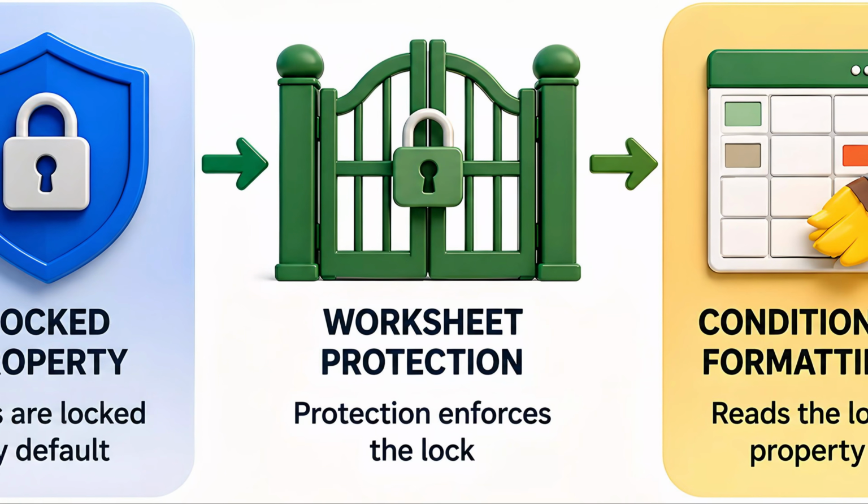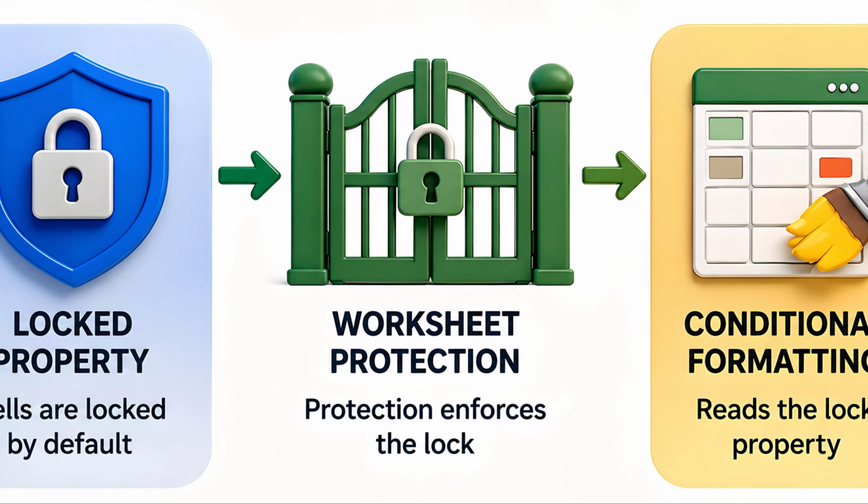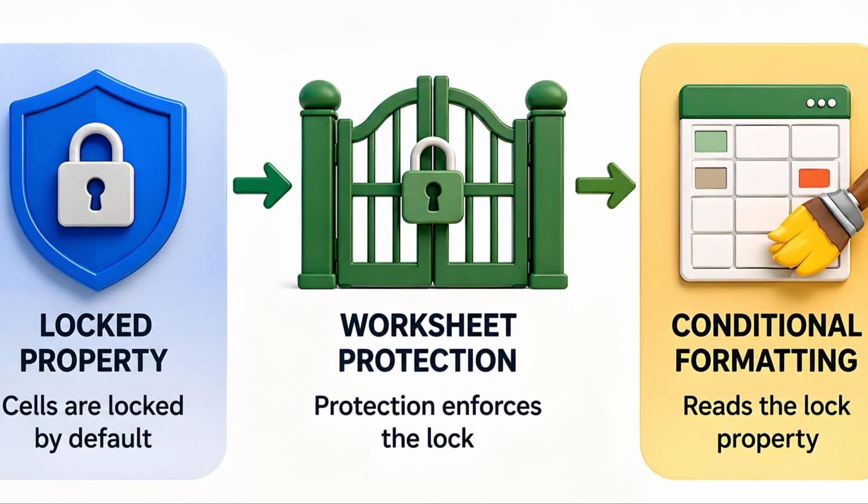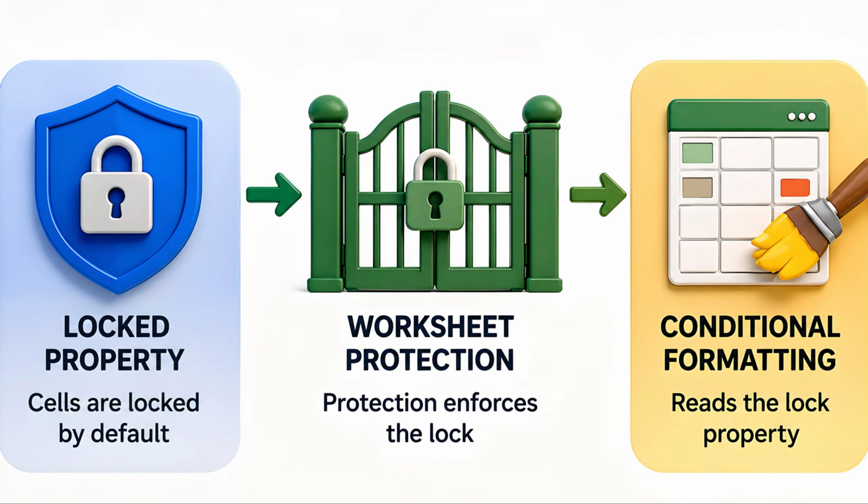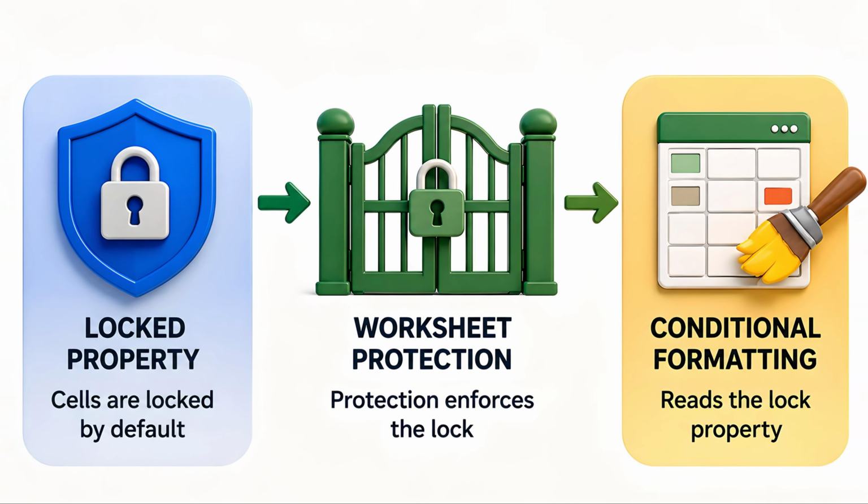Here is the key idea. Every Excel cell has a locked property. Worksheet Protection simply decides whether that property is enforced. Understanding this difference unlocks the entire trick.